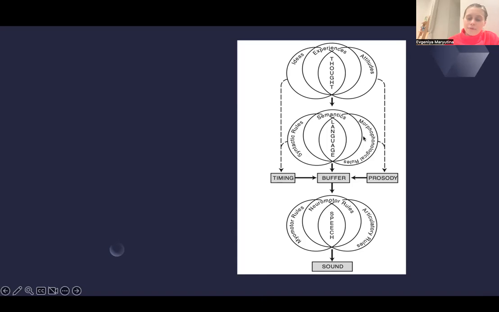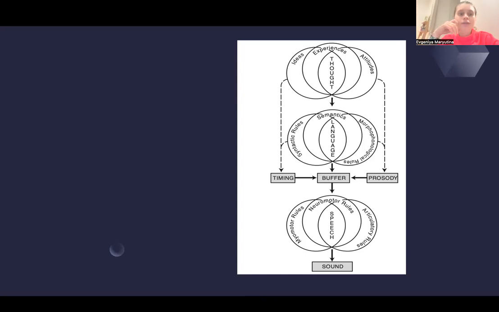And then as it goes down, it becomes speech. So speech is the mode for the language. It's one of the modes, right?